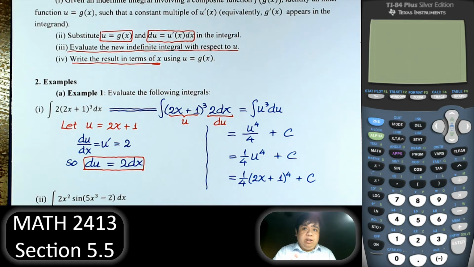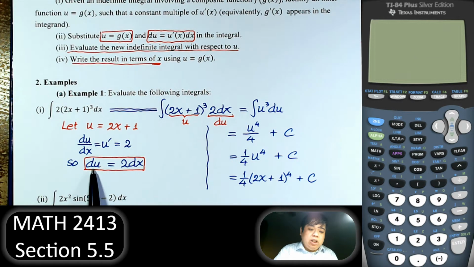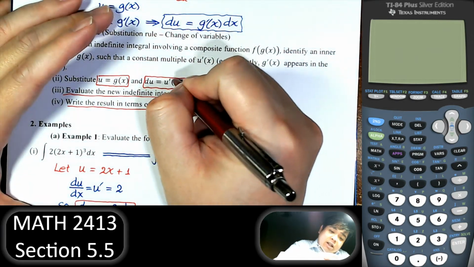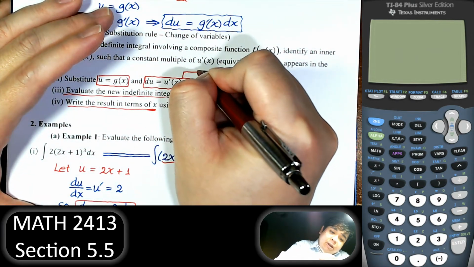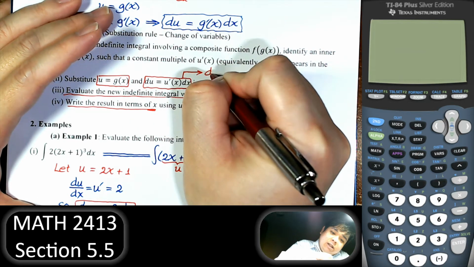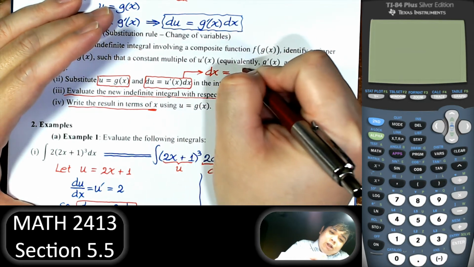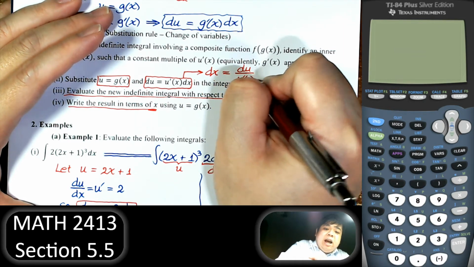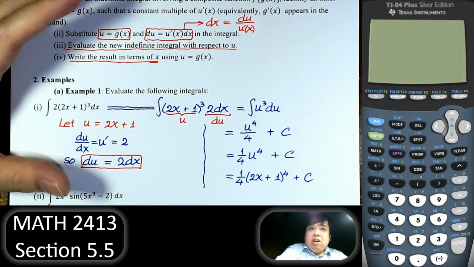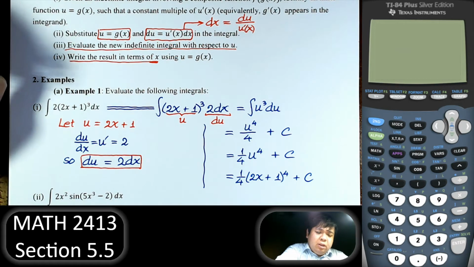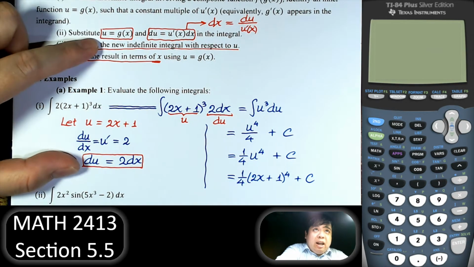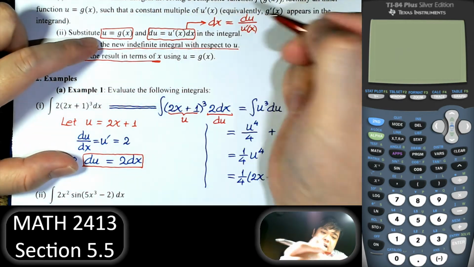However, I'm not going to do it like this. Even better, instead of writing du equal to something, I highly recommend writing dx equal to du over u prime of x, and then substitute into our problem. It will be even better. So the most important part of substitution is 2 steps: identify u and then solve for dx.